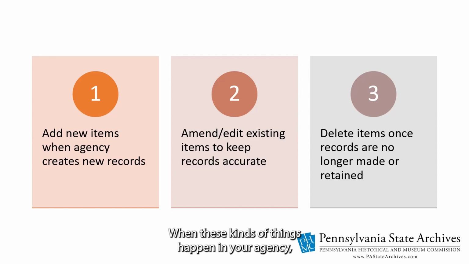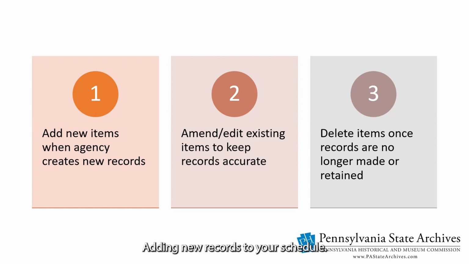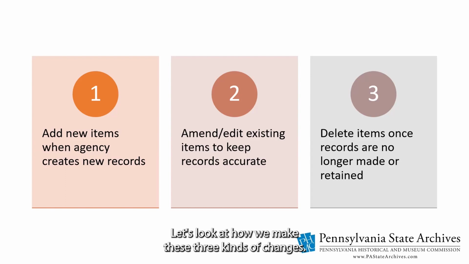When these kinds of things happen in your agency, there are 3 ways that you can update your record schedule to keep it accurate: adding new records to your schedule, amending or editing existing records on that schedule, or deleting and removing records from the schedule. Let's look at how we make these 3 kinds of changes.